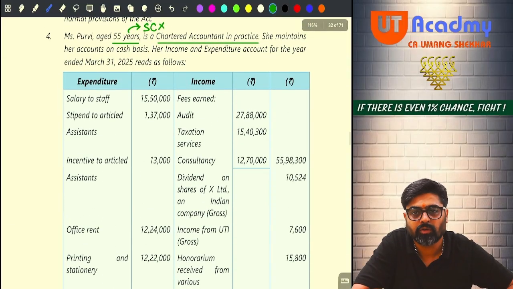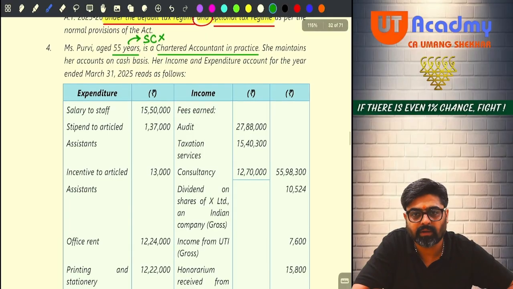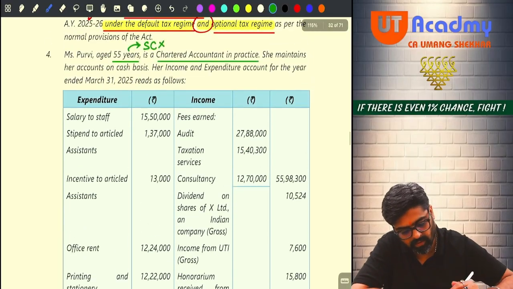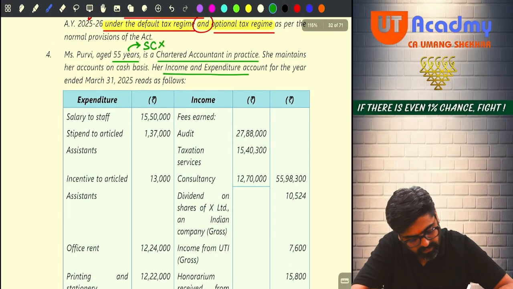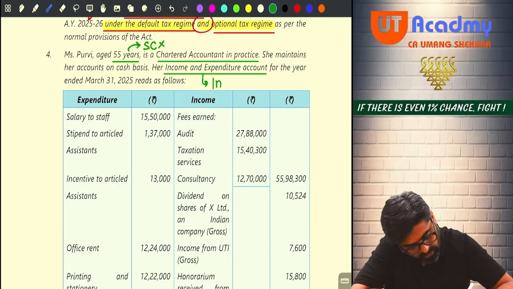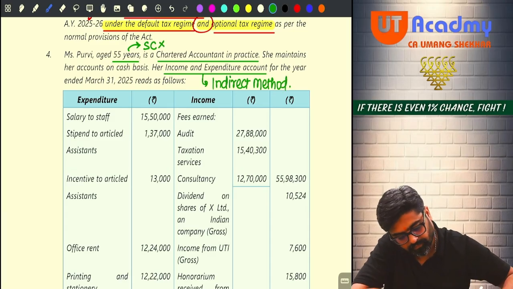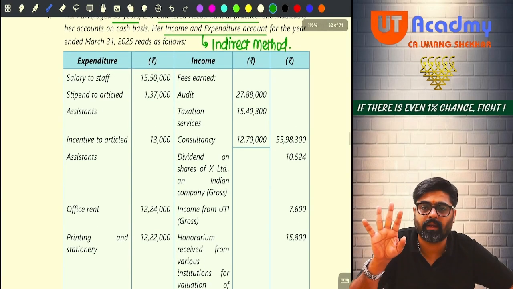So which method, direct or indirect? Indirect method. Very good. Income and expenditure account. This will be the indirect method. Done, sir. Now don't read the table right now.